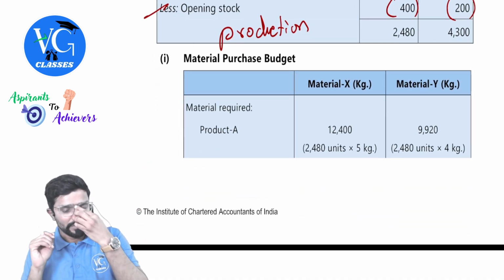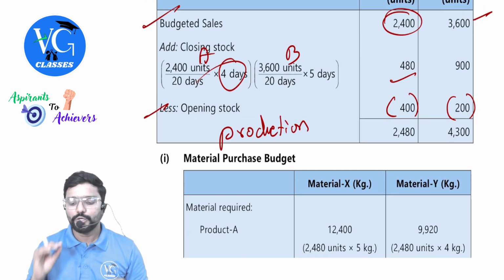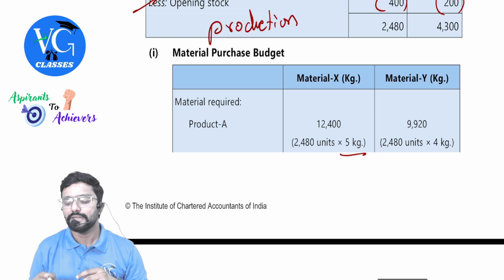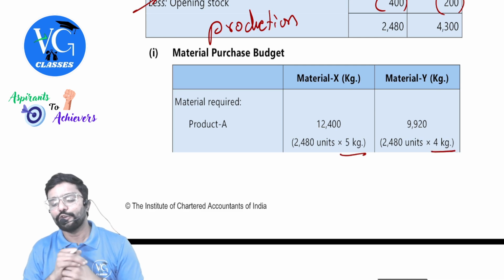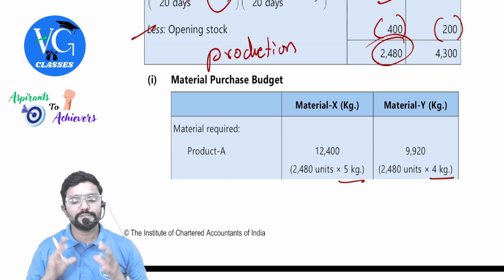Material purchase budget now. Material required how much, guys? This is production. Consumption: how much? 2,480 into, for each unit, how much? 5 kg of X and 4 kg of Y. So 2,480 into 4 kg. This is for product A.